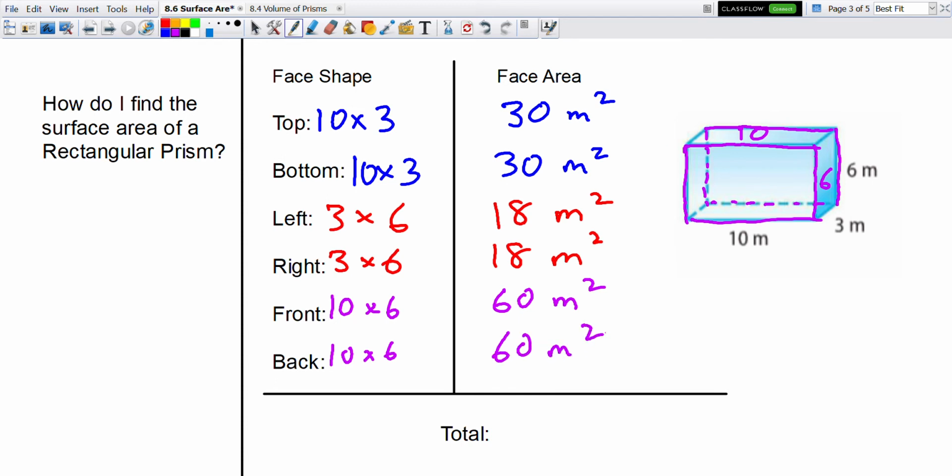So we found every single rectangle's area: the top and the bottom rectangles, the left and the right rectangles, and the front and back rectangles. So we found the area of all 6 of those rectangles on the outside. If we add them all together, we can find the total surface area of the entire prism. When I add them all together, I'm going to get 216 square meters.